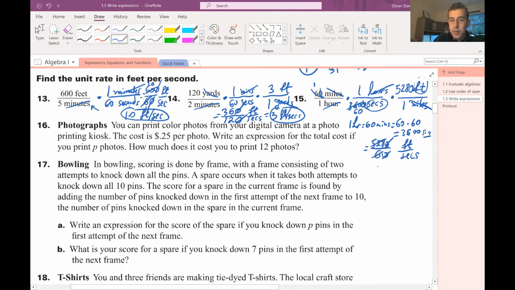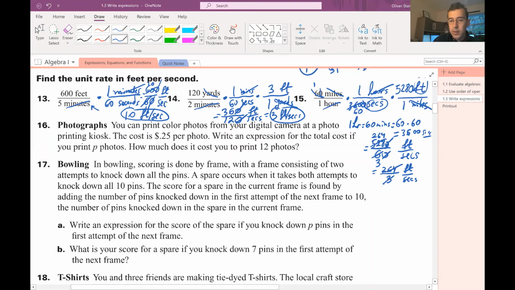So we get 3 here, and here we get 260, 250, 264, 264. So this becomes 264 over 3 feet per second. To determine if a number is divisible by 3, you can just add up its digits. In this case, 6 plus 4 is 10, and 2, 12. 12 is divisible by 3. So these can be cancelled out by 3.